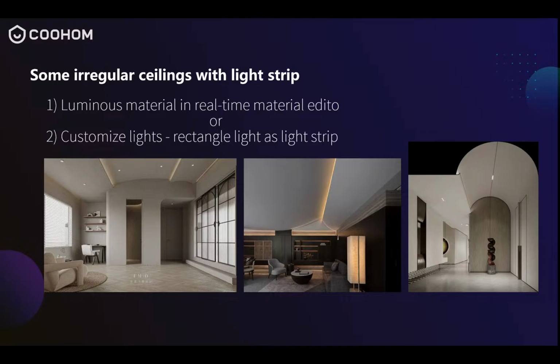Some irregular ceiling with the light strip. You see, actually, these kinds of scenarios, if you want to build them up, of course, first you need to prepare the construction of the ceiling. This time we borrow from the side of the wall. We just draw the section and then set the extrusion or even use the material and component to push and pull. That is enough. But how about those lights? The light we suggest is to use the customized rectangle light as the light strip.